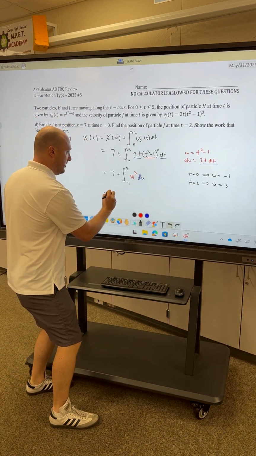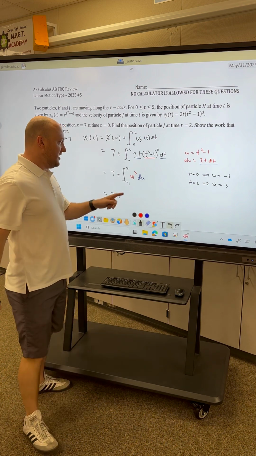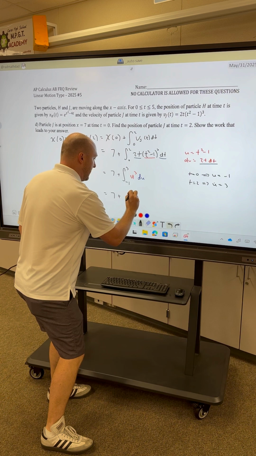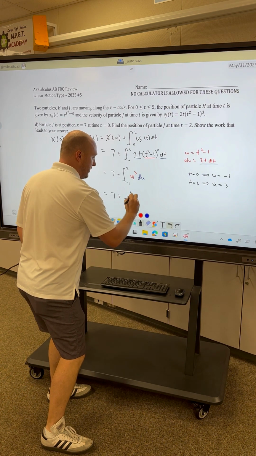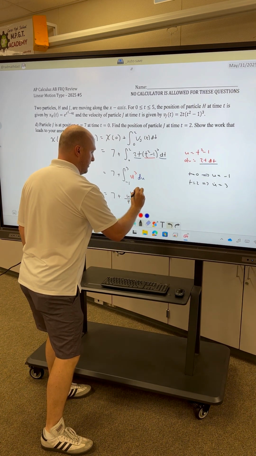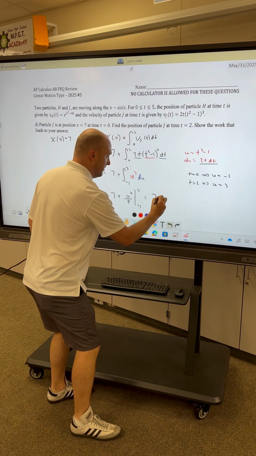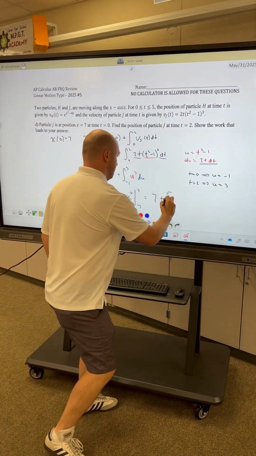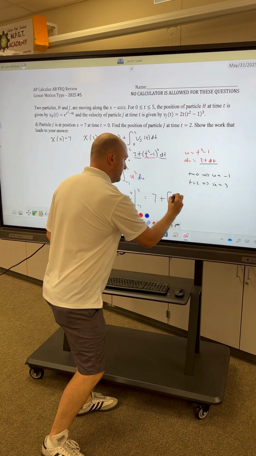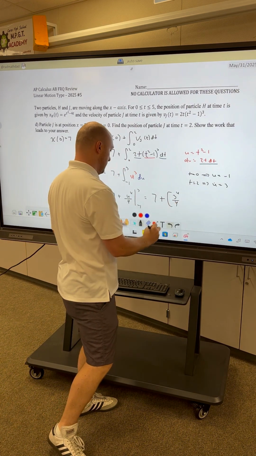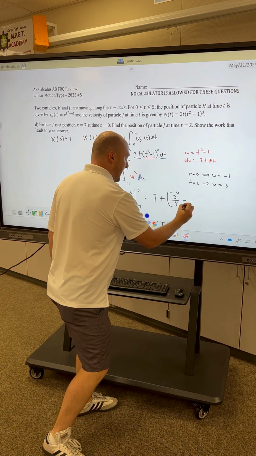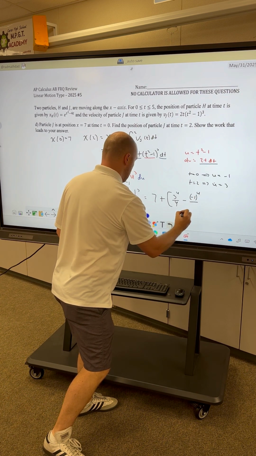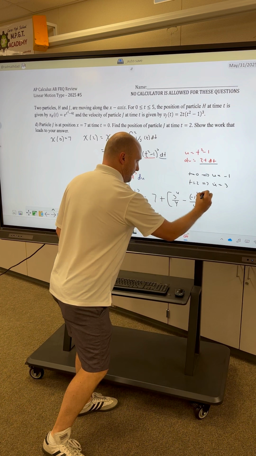Let's go ahead and bring it home. We have 7 plus the antiderivative of u to the power of 3, which is u to the power of 4 divided by 4, and we need to evaluate from negative 1 to 3. Thus, final answer here, we get 7 plus 3 to the power of 4 over 4 minus negative 1 to the power of 4 over 4.